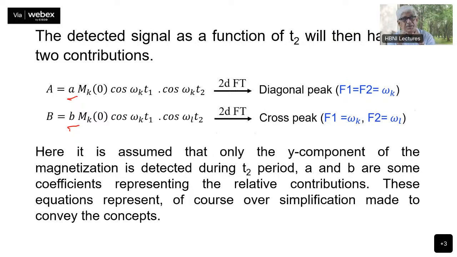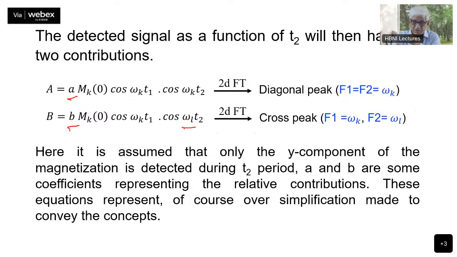So during the T1 period, this magnetization was MK0 cosine omega k T1. But now, as a result of mixing, this has moved to the L spin. Now the L spin will evolve during T2 with its own frequency, that is omega L, right? So therefore, during the T2 period, it goes with its characteristic frequency omega L. Therefore, for this magnetization, the B term will be cosine omega k T1 into cosine omega L T2.